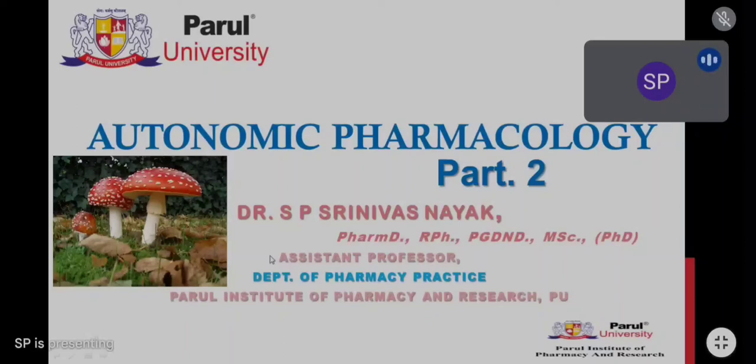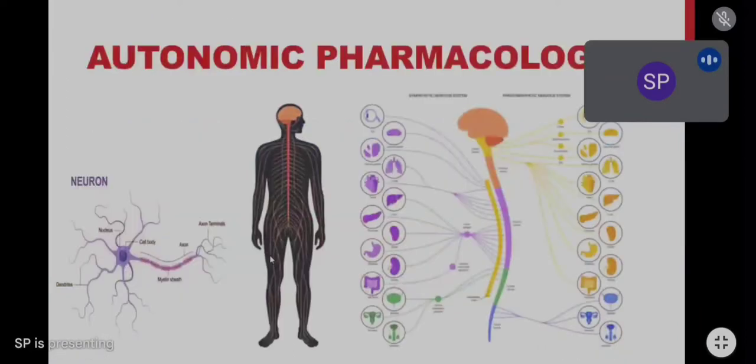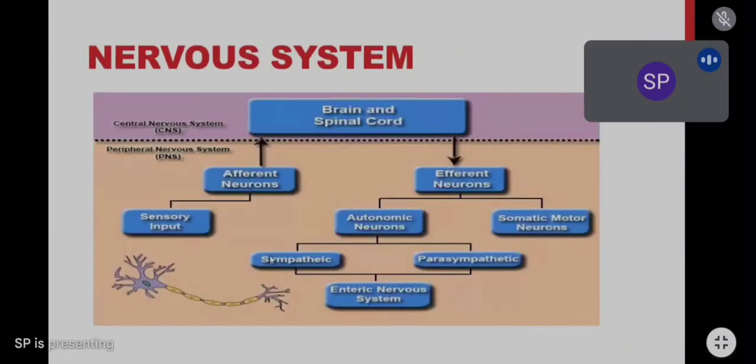In yesterday's class, we discussed some basic points about autonomic pharmacology. We discussed the receptors and some basic points about autonomic nerves. We saw the classification of the nervous system: the central nervous system and the peripheral nervous system. In the peripheral nervous system, we have autonomic nerves and somatic nerves. All these basic things we have discussed in previous classes.